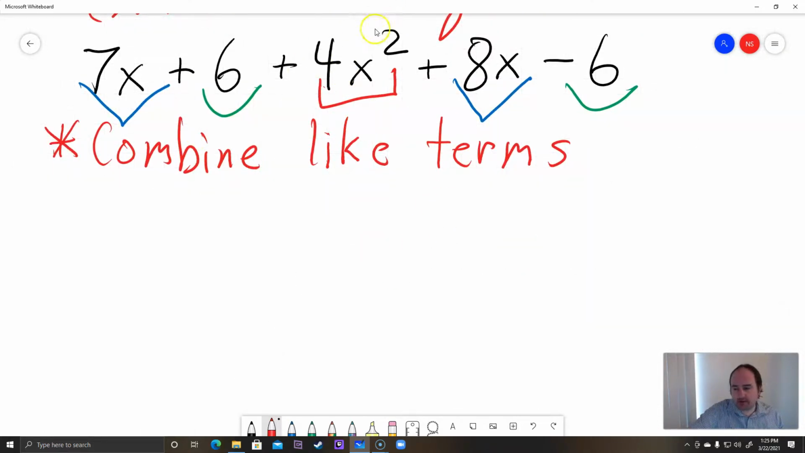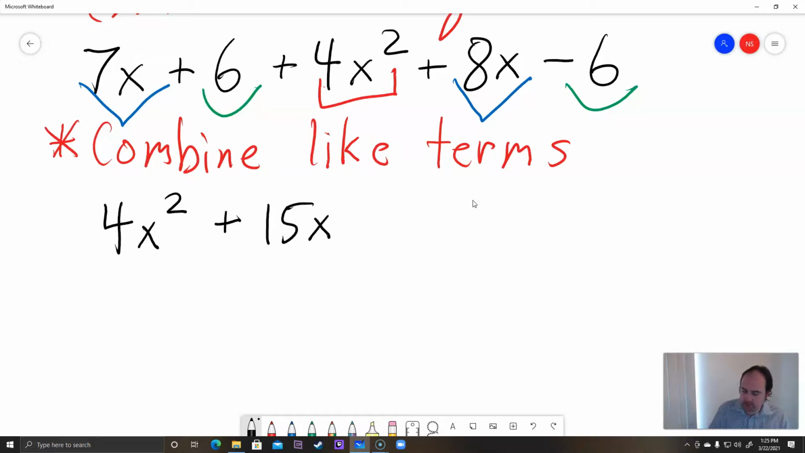So we have a 4x squared by itself. That's the highest power, so there's nothing to combine it with, and we write 4x squared first. Then the next highest power is the x's, which is x to the first power. And 7x plus 8x is going to be 15x. So we're going to have plus 15x.